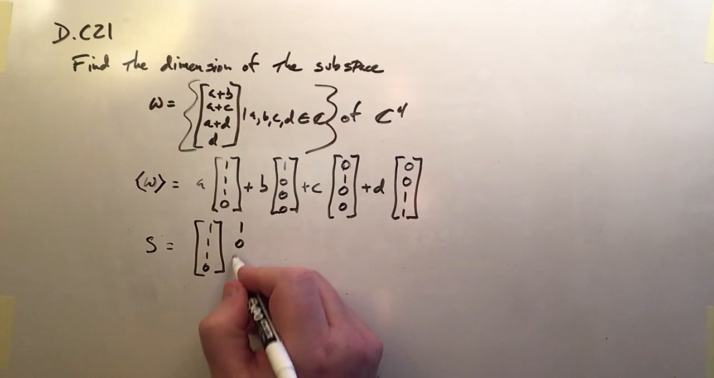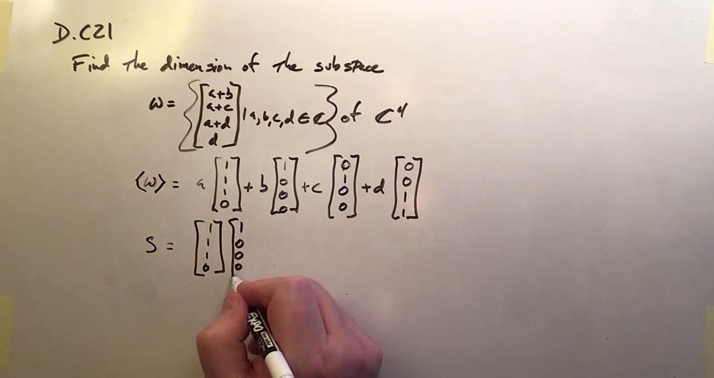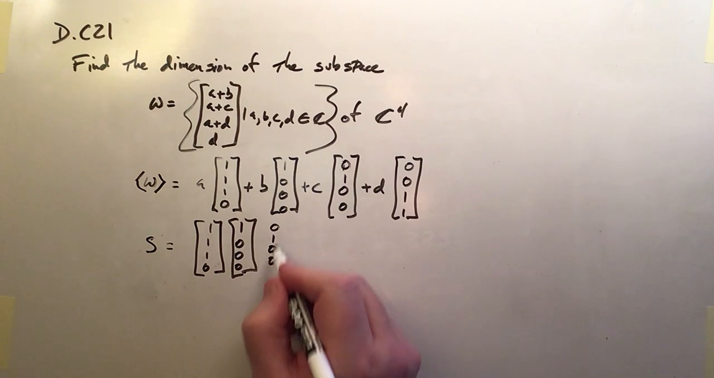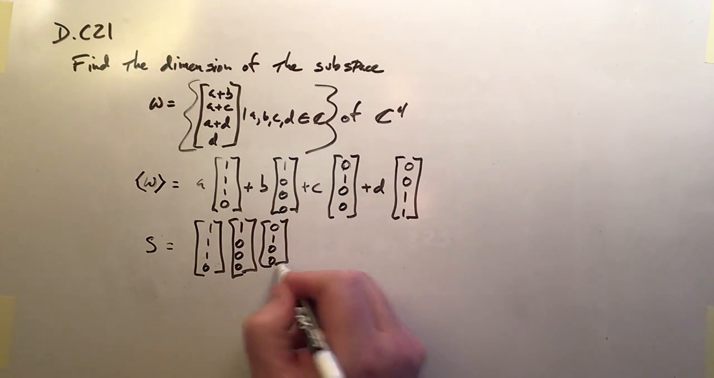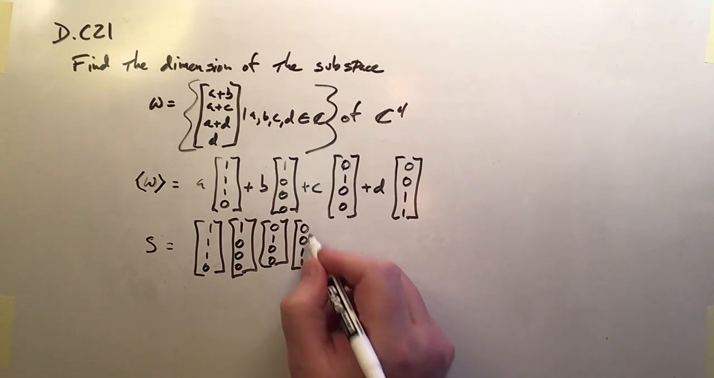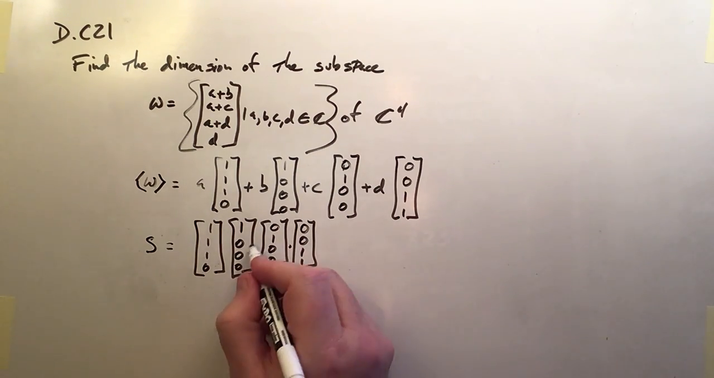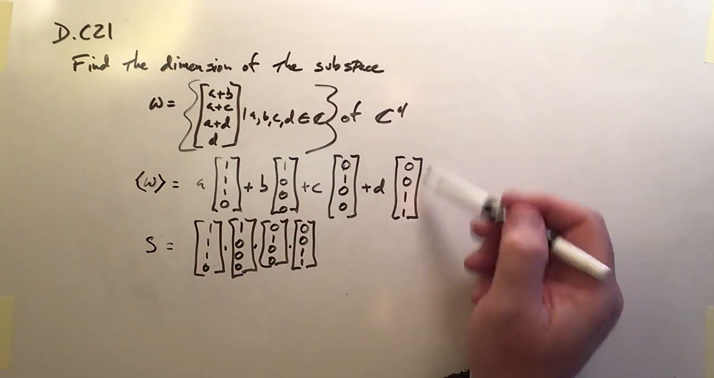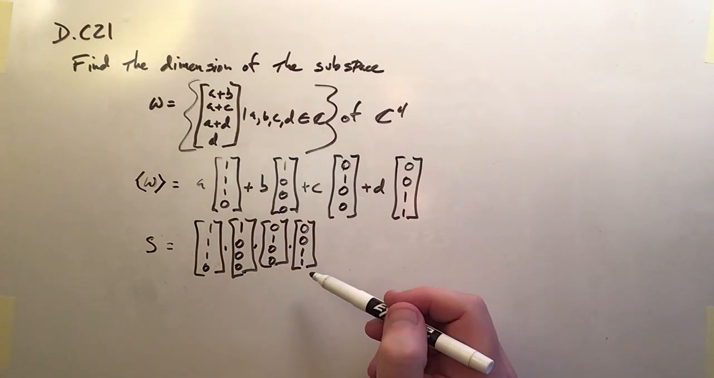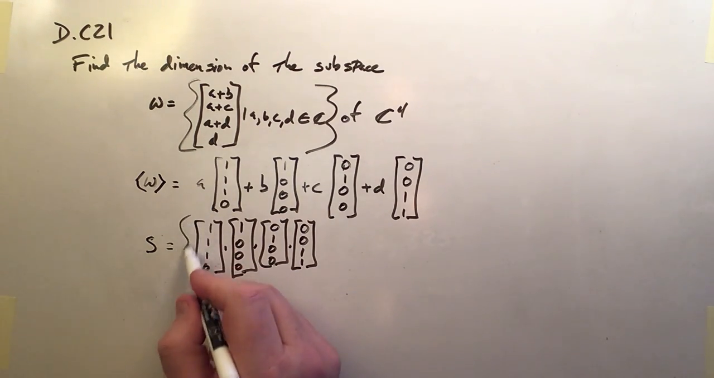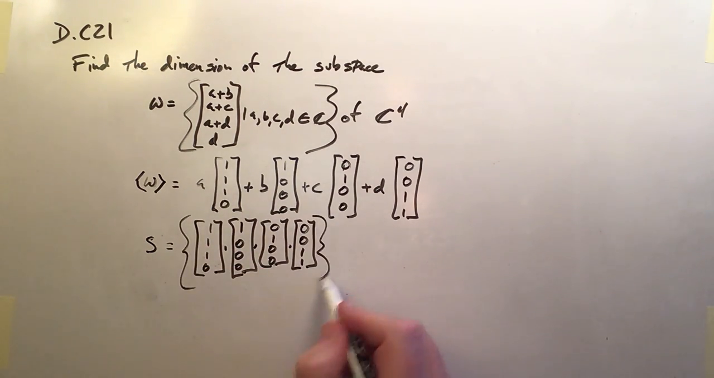and 1, 0, 0, 0, and 0, 1, 0, 0, and 0, 0, 1, 1. Now, these we know are part of this subset because all we did was expand it out. So these are the vectors that form the subset. So we know that these are representative of the subspace, this set right here.